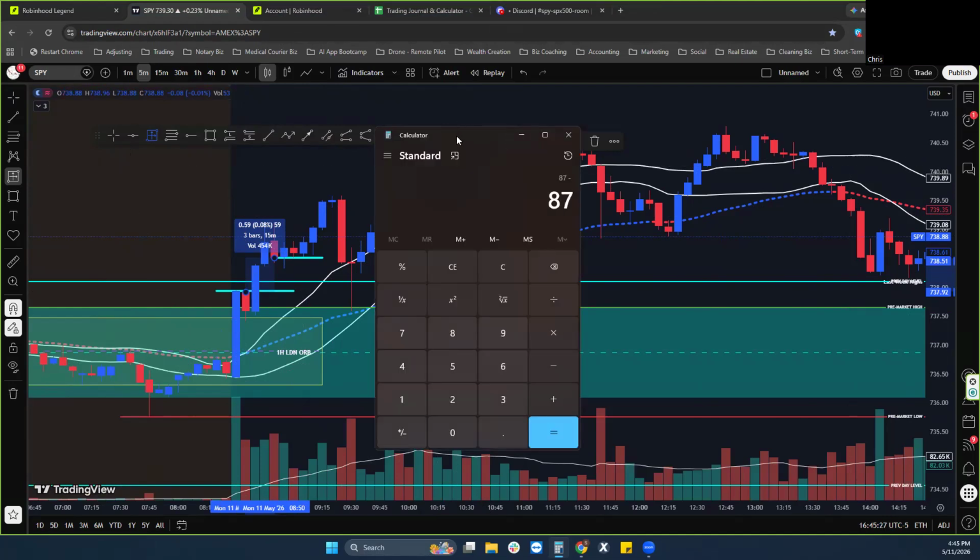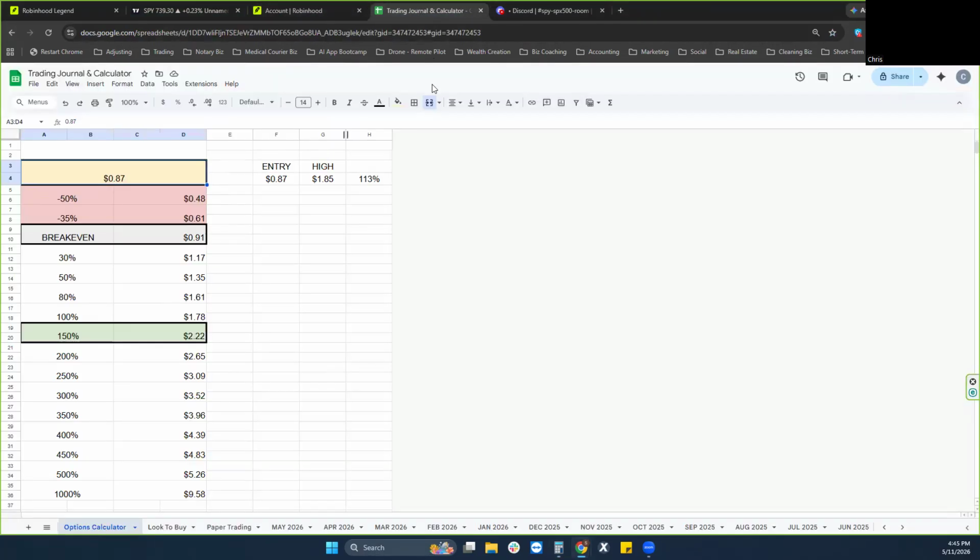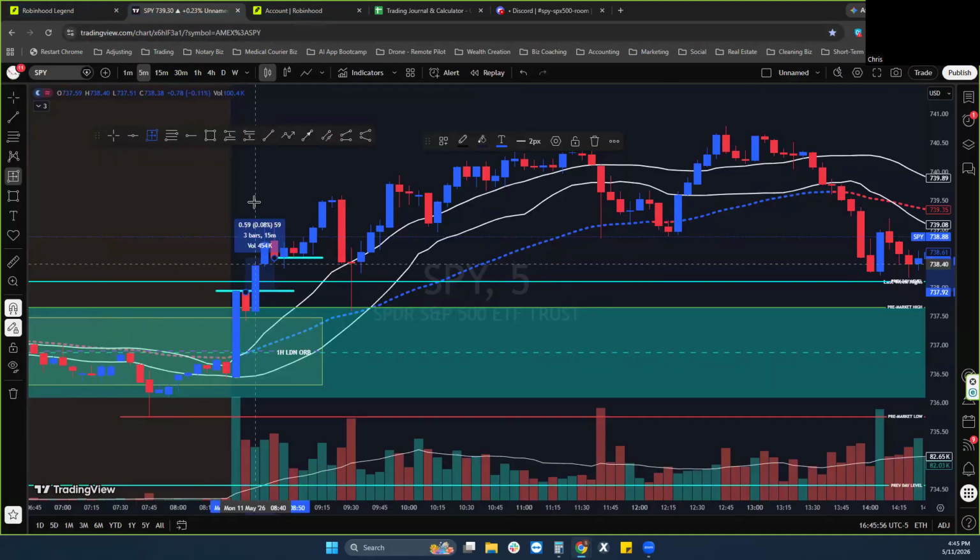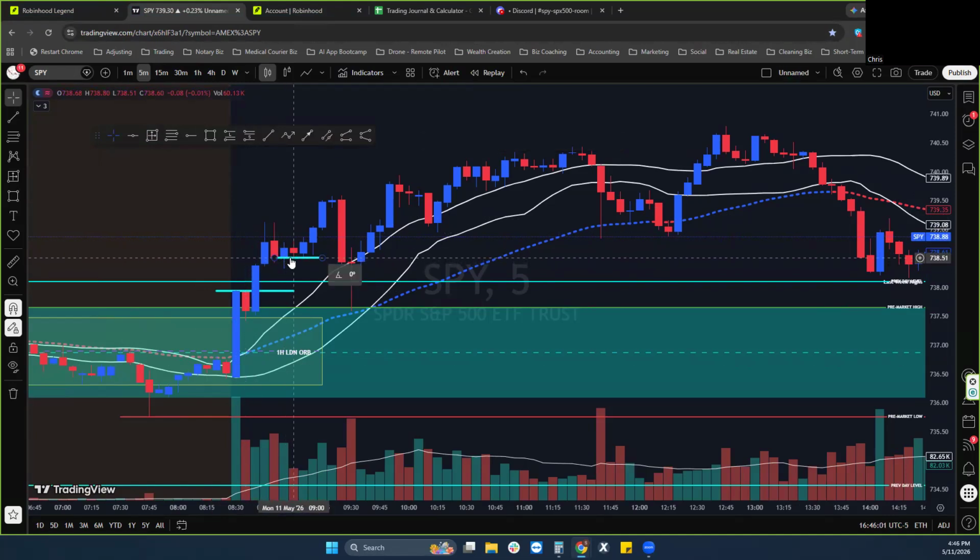So 87 minus 59, 28. We should have got in at 28 cents and wrote that 28 cents up. That would have given us a 561% gain on the day. All right, 561% gain. So $100 would have turned into $560 if we had got in where we were supposed to. So again, the strategy does work. It's just the execution that we're working on, trying to refine.